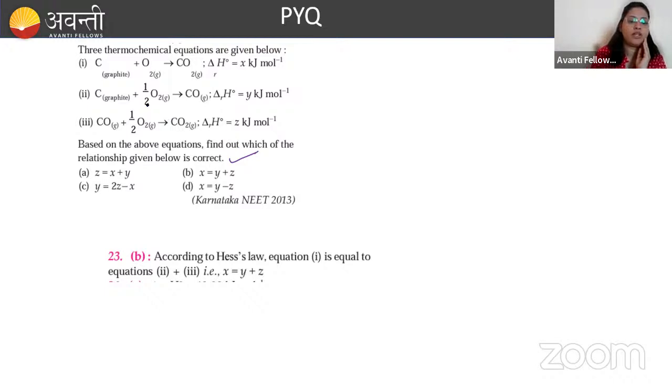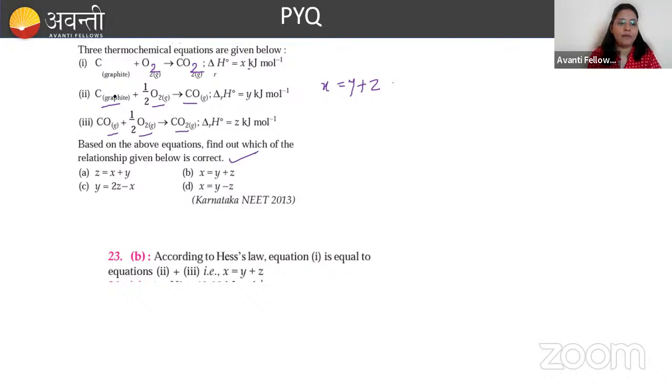So here ये जो हमारा equation है, C plus 1 half O2 gives CO, right? And CO plus 1 half O2 gives CO2. That is Z. So X is nothing but Y plus Z. So just write down this reaction. X क्या है? C plus O2 gives CO2. Okay, यहाँ पे C plus half O2 gives CO. CO plus half O2 gives CO2.